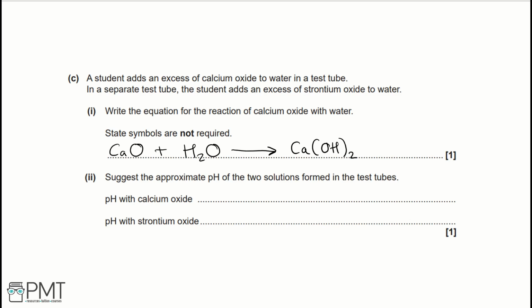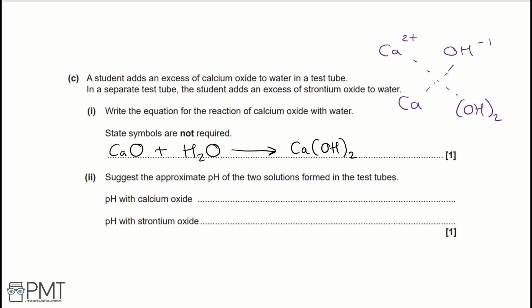The formula of calcium hydroxide is as follows, because if we use the crossover rule, calcium has a 2+ charge and OH has a minus charge. So crossing over, we would have Ca1, because it's 1 minus, that means 1 calcium, and 2 OHs, because we've got a 2 plus charge from the calcium, meaning we need 2 negative charges to counteract this.